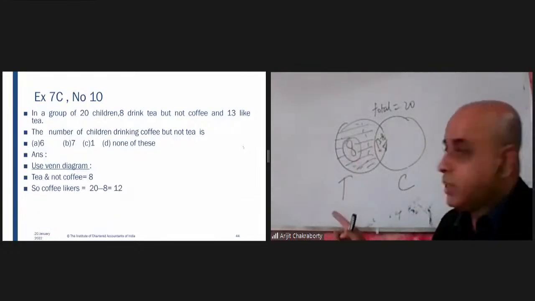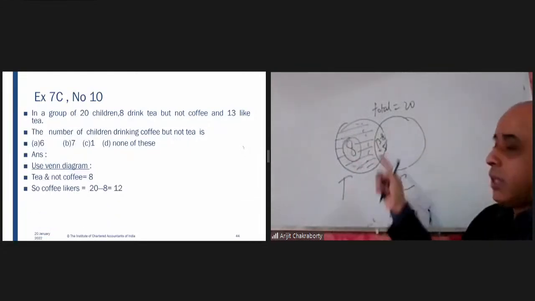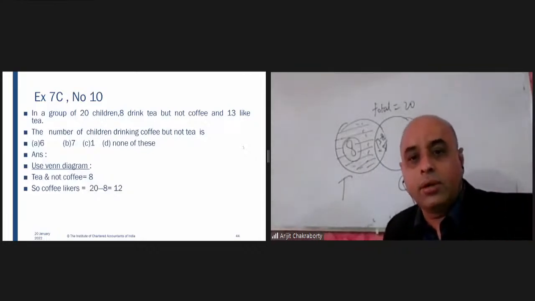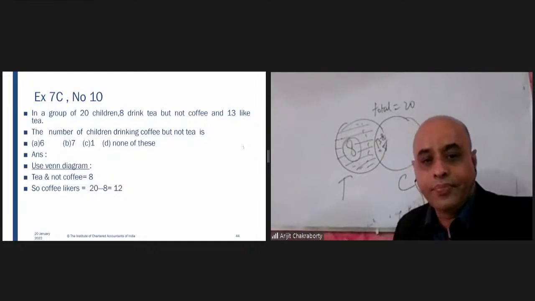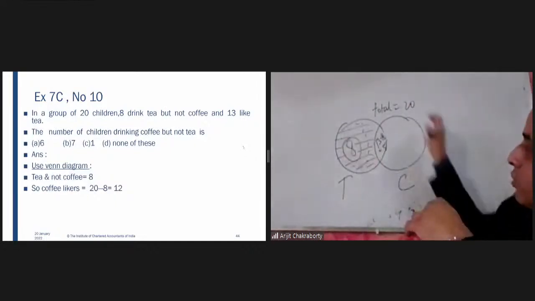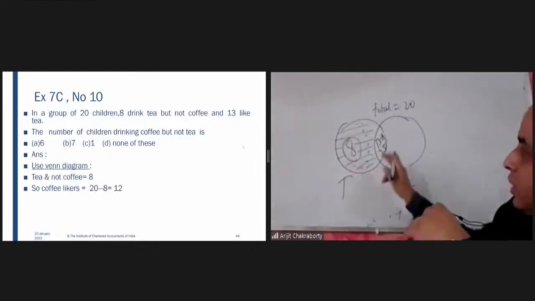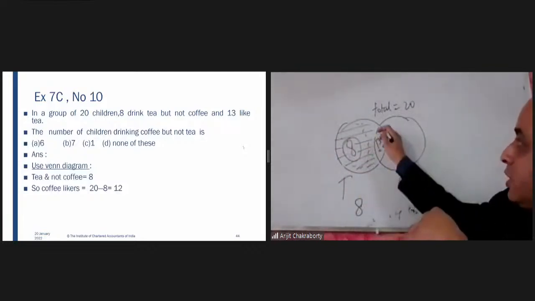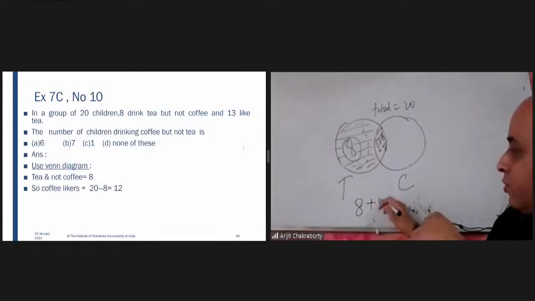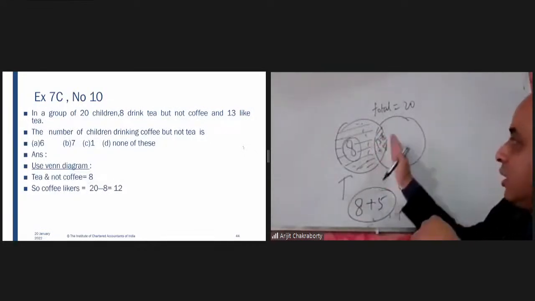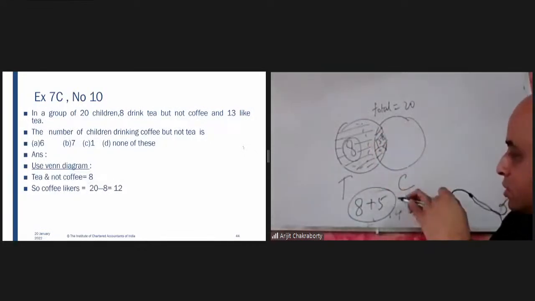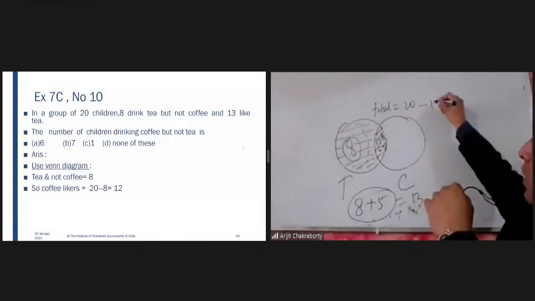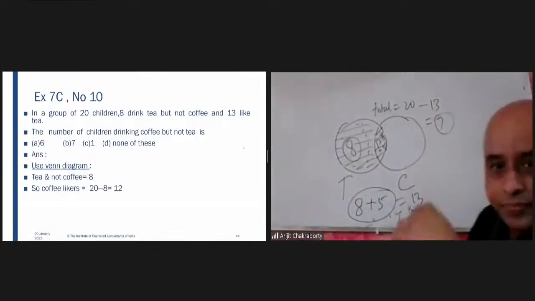Now the coffee likers, only coffee. The question is the number of children drinking coffee but not tea. So total we know is 20. This portion is 8 and this intersection part is 5. So the total shaded part which you see is 13. That means the white portion is 20 minus 13, that is 7.